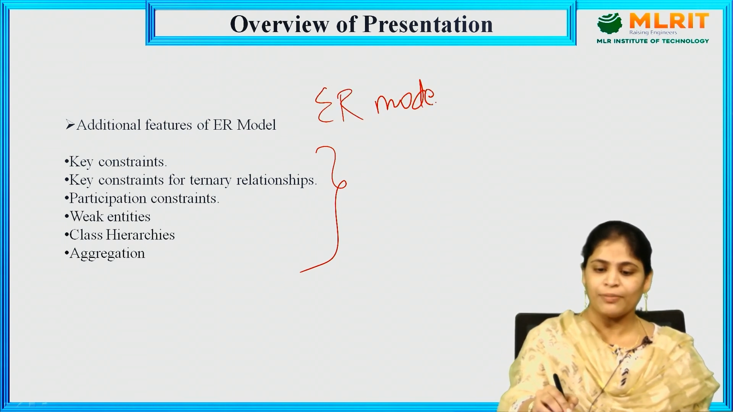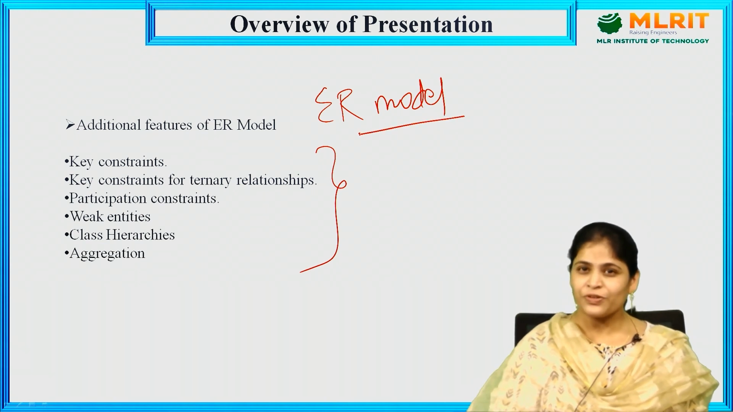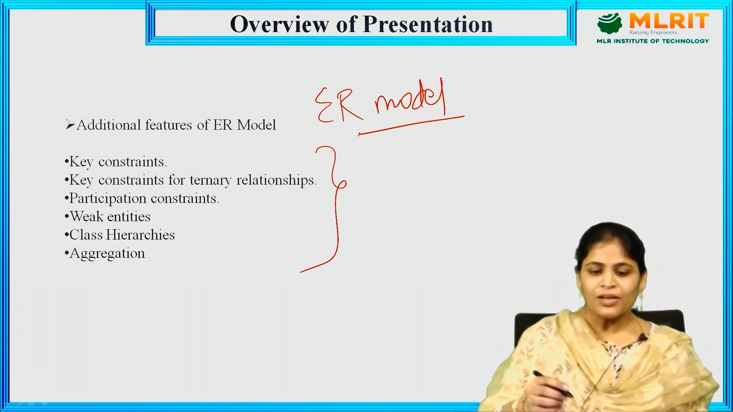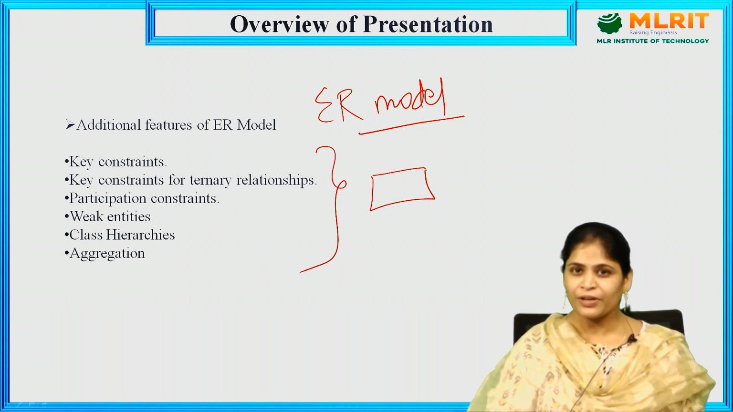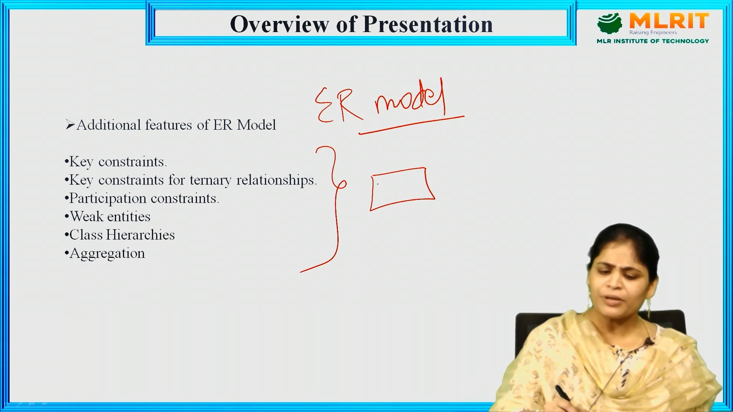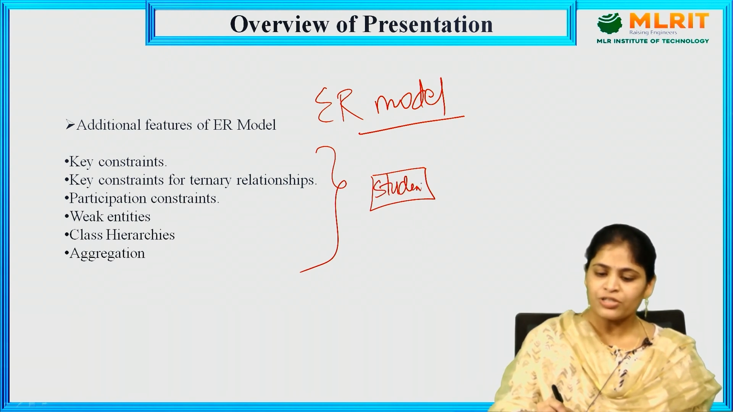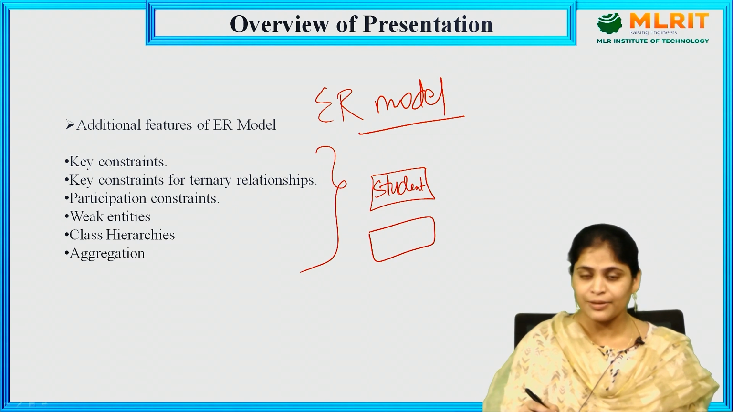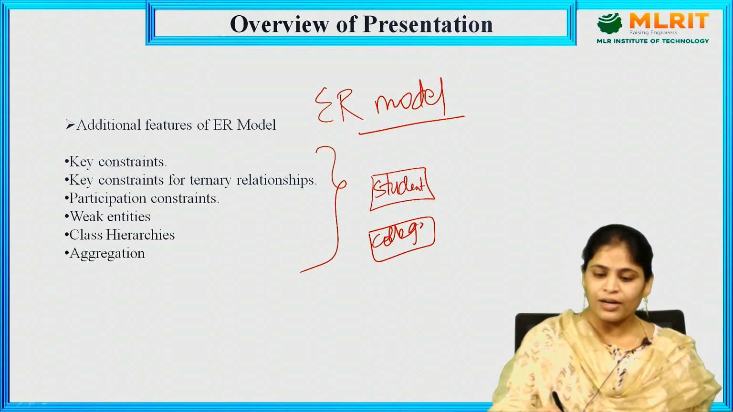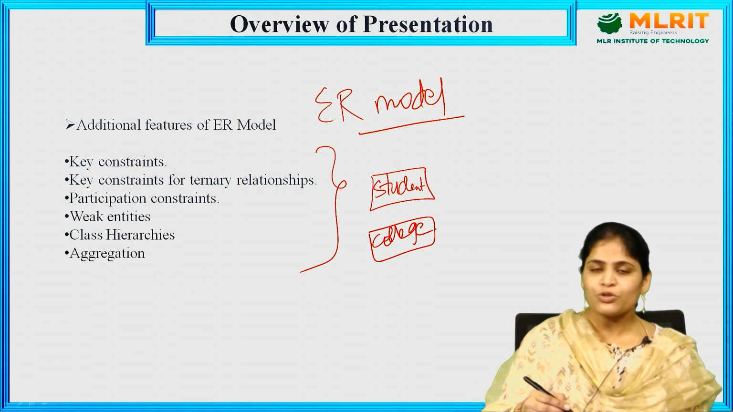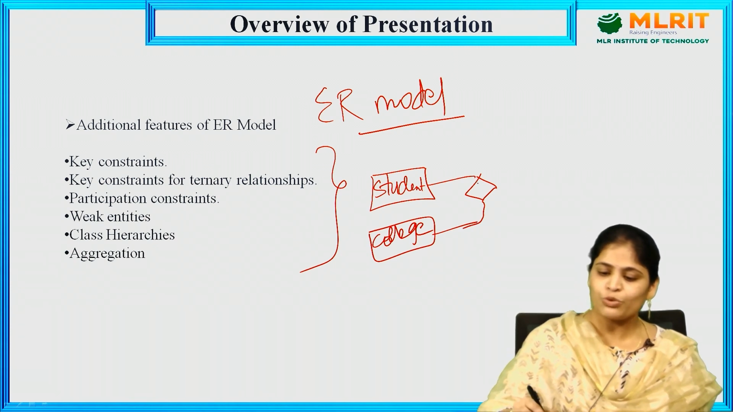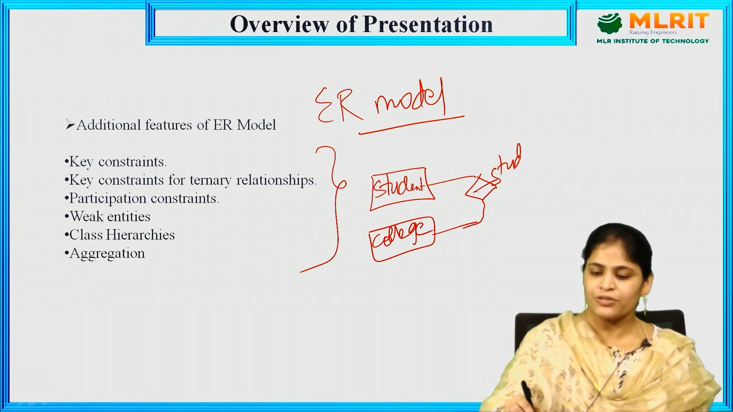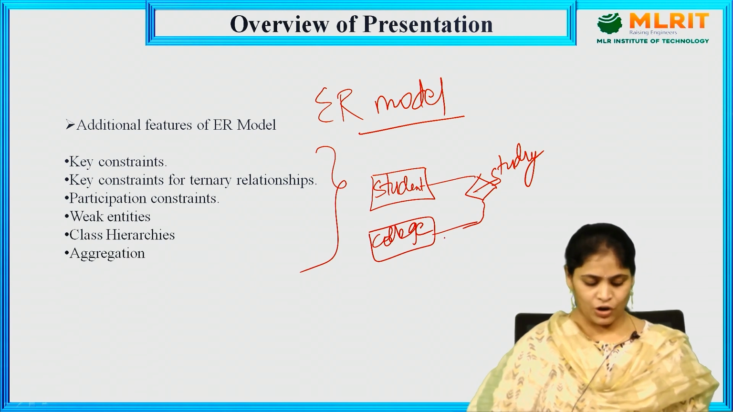What is the ER model? ER stands for entity relationship model. What is an entity? It is a real world object which can be a living or non-living thing. It can be a student or a college, and it is represented by a rectangle symbol. What is a relationship? To relate these two entities, we use a relationship, represented by a diamond symbol. Student studies in college. That is the relationship.